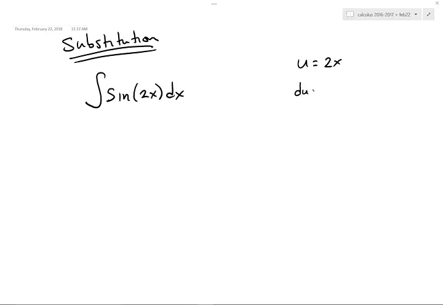What is the derivative of u? What is du? What is the derivative of this with respect to x, dear? 2. That's right. So we say du equals 2 dx. You see that? Okay, we're not done yet. So watch. Over here, I'm going to say this is the same as the sine of u.